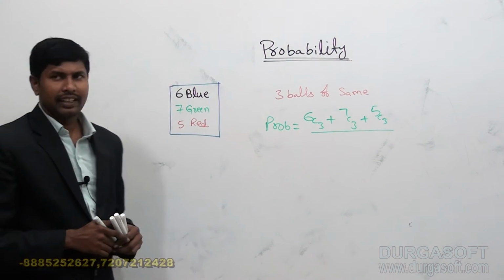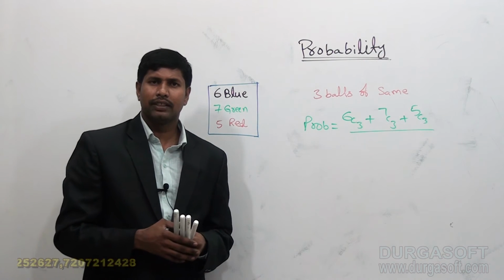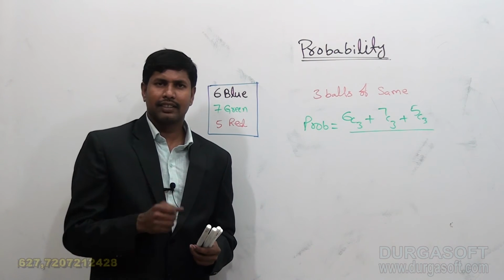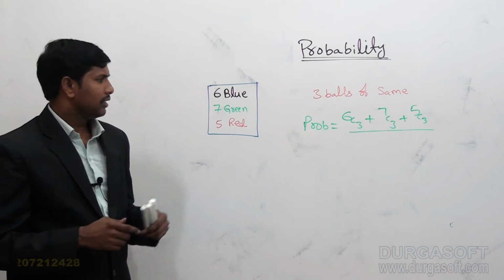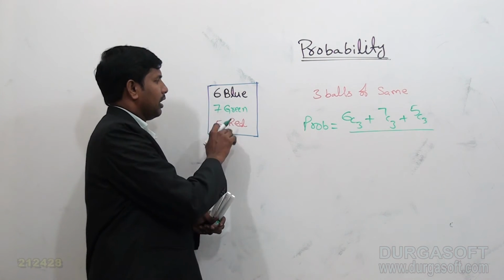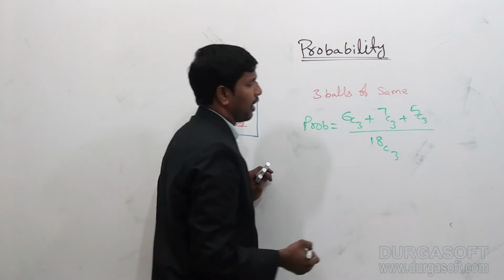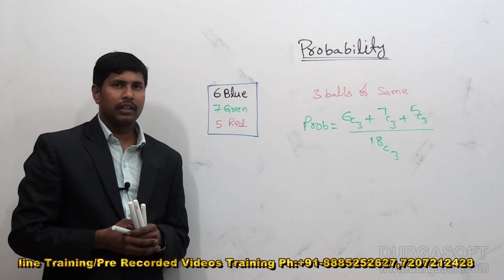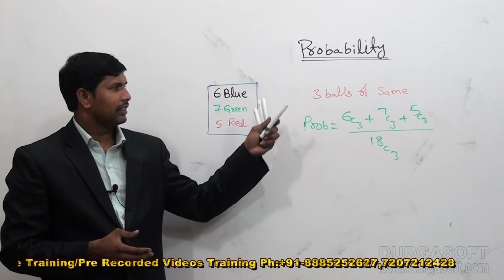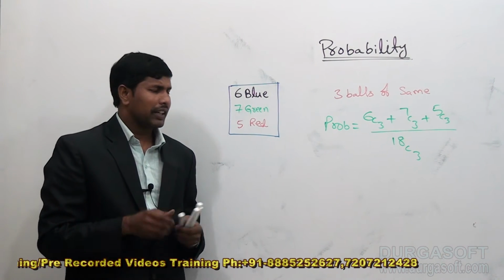whether I select 3 red or 3 green or 3 blue, always I am selecting only 3. I cannot select all at the same time. I may select any one out of these 3. So here totally we are selecting only 3. That's why it is equal to 18C3. So this is the probability of selecting 3 balls of the same color. In this way you can expect anything.